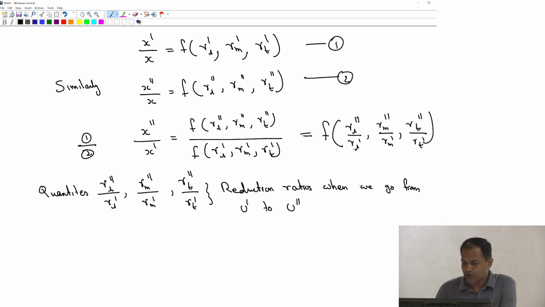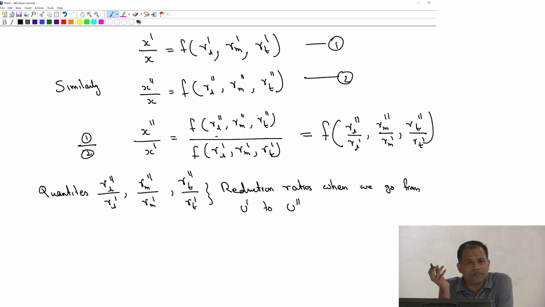See, if you look at the right hand side, I take the reduction ratio for length, mass and time separately and combine them. Or if you look at the expression in the middle, I calculate the quantity in two different units and then take the ratio, then I am going to get the same thing.